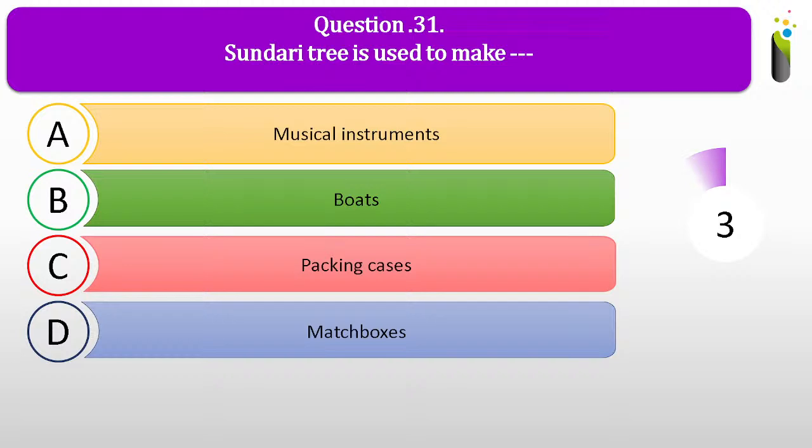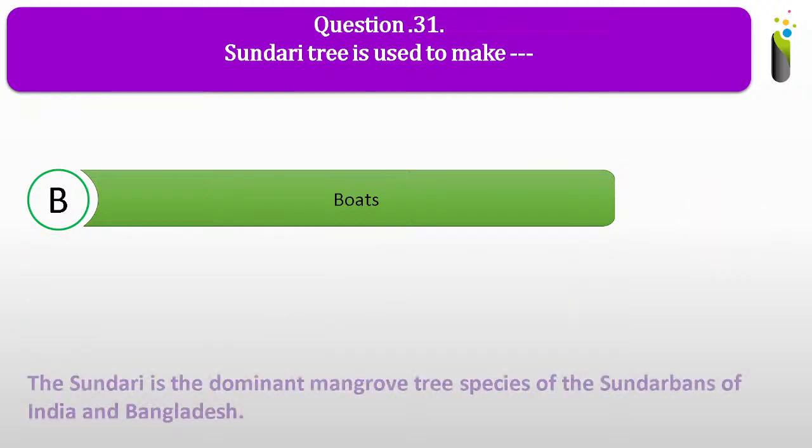The correct answer for this question is B. Boats. Sundari tree is used to make boats. Remember, the Sundari is the dominant mangrove tree species of the Sundarbans of India as well as Bangladesh. We go to the next question, number 32.